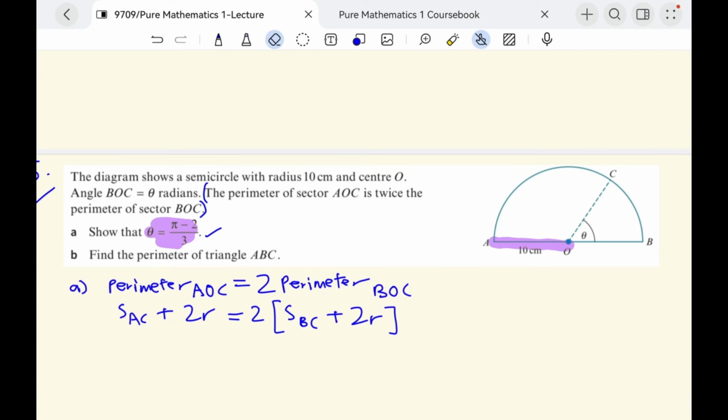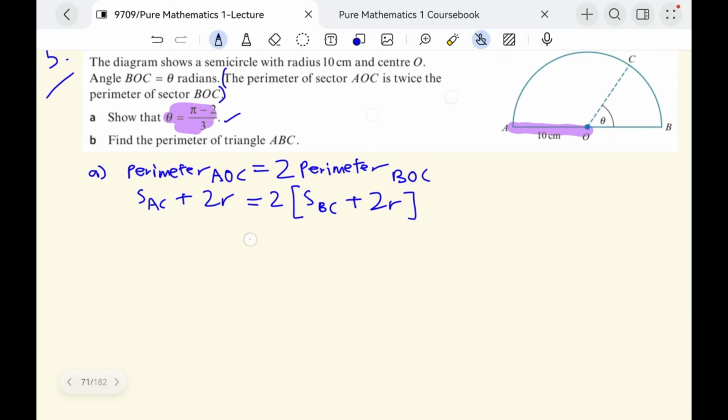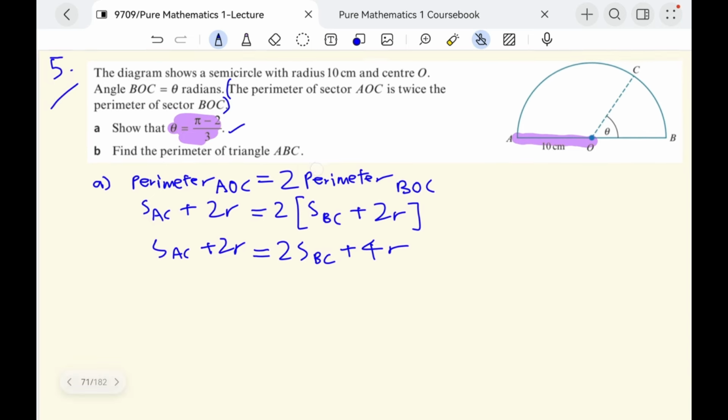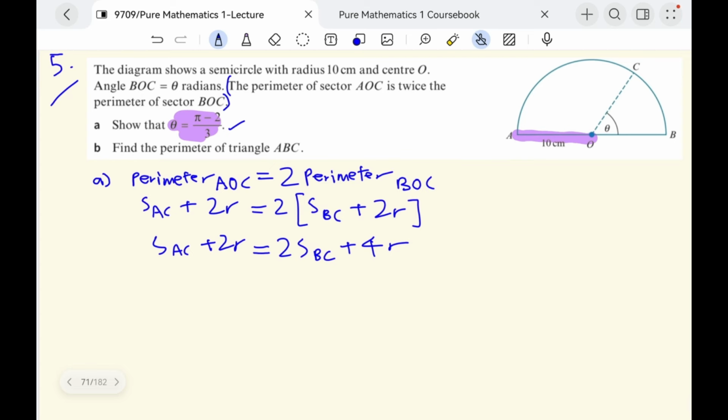Okay, I need to move above a bit. Okay, so what is the formula of this arc length s? Okay, it's r theta. So you have the r theta, r theta. And here you also have the r theta.